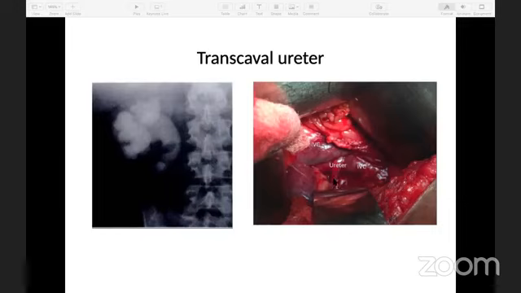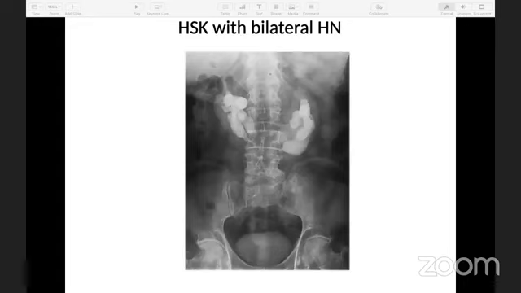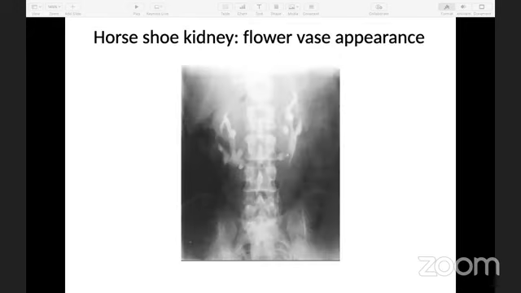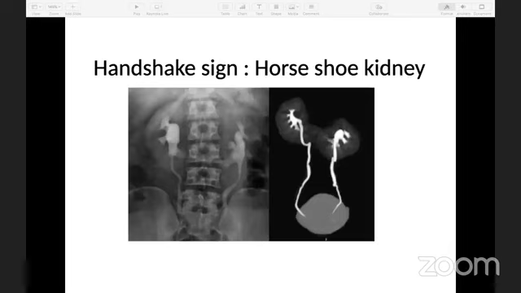And this may be a surprise on the table, because many times this may not be evident even on cross-sectional images. IV in a patient with horseshoe kidney and bilateral UPJ obstruction. Horseshoe kidney with typical flower base appearance. Horseshoe kidney with a classical handshake sign.